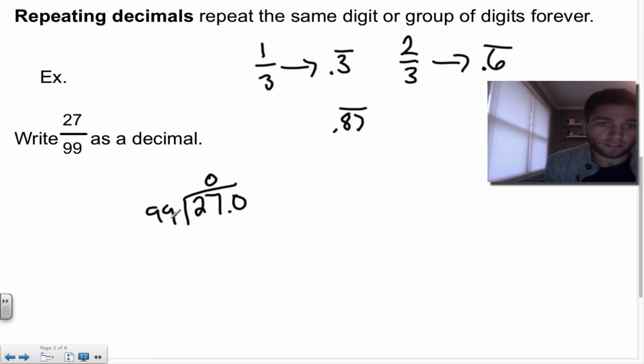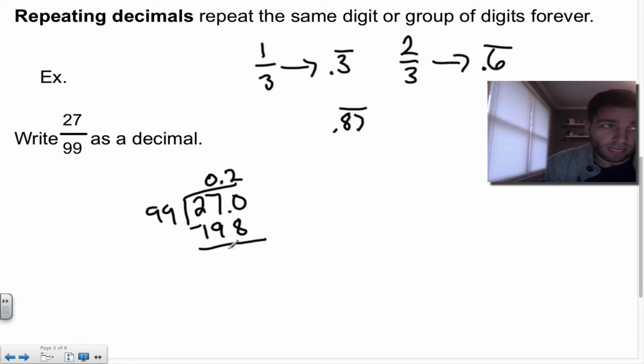Okay, I know that 99 can go into 27 no times. How many times can 99 go into 270? That would be twice. Okay, and I already worked these out so that I didn't have to sit and do a little guess and check to figure out how many times 99 goes into 270, but you can always guess and check or do a little mental math.